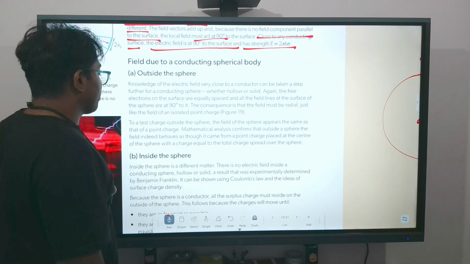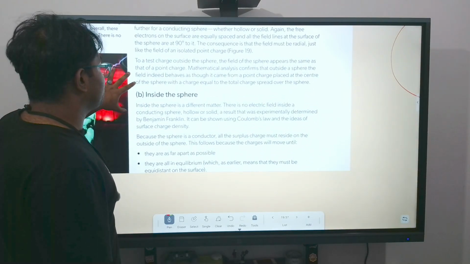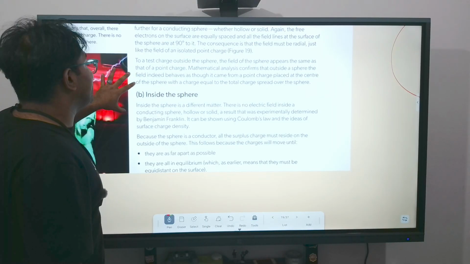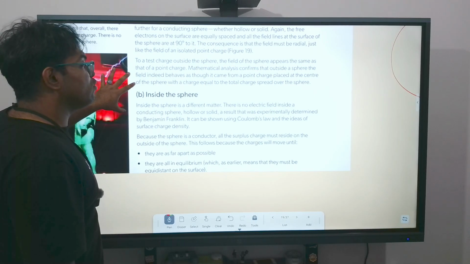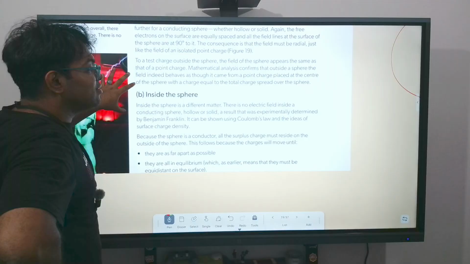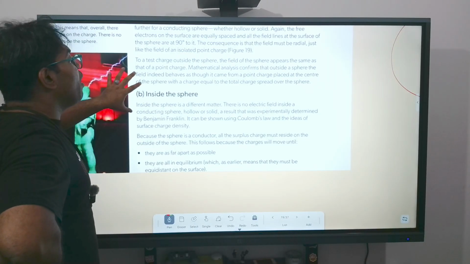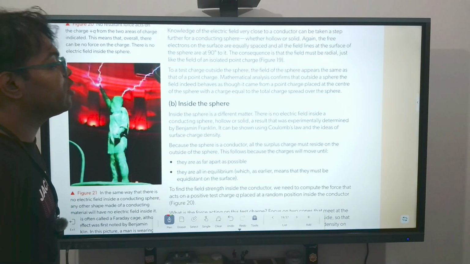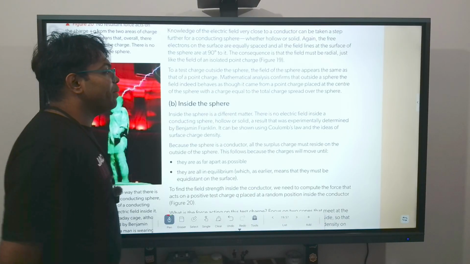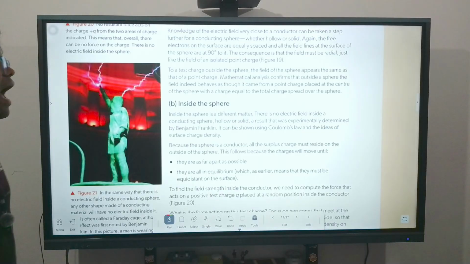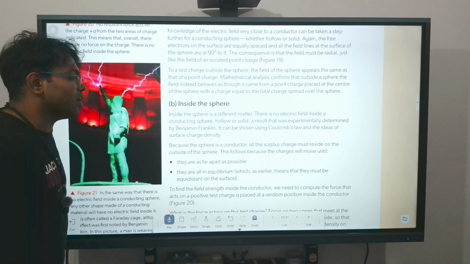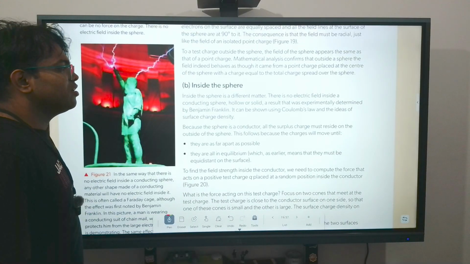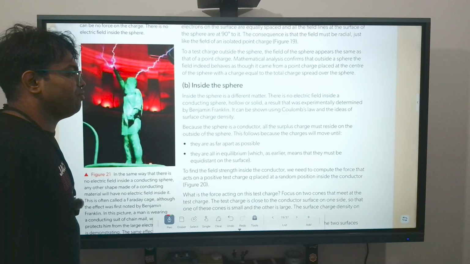Now inside the sphere, things change. Inside the sphere is a different matter. There is no electric field inside a conducting sphere, hollow or solid. This was experimentally determined by Benjamin Franklin. It can be shown using Coulomb's law and the idea of surface charge density. Because the sphere is a conductor, all the surplus charge must reside on the outside of the sphere.